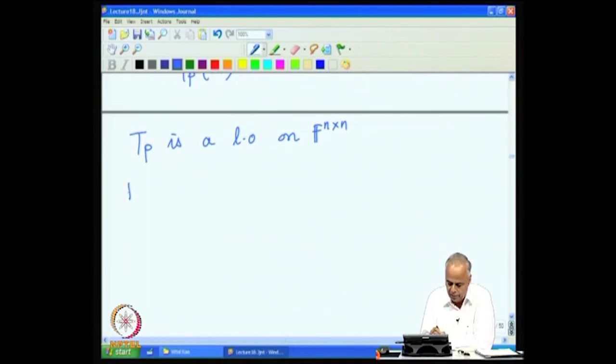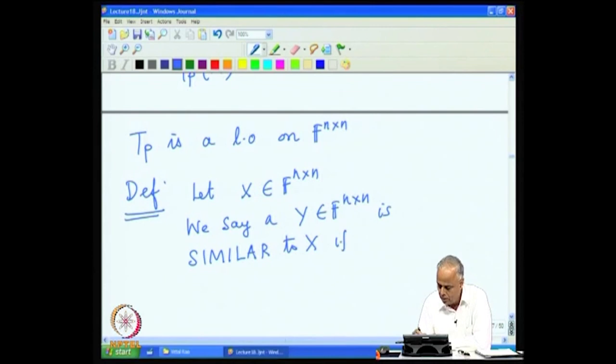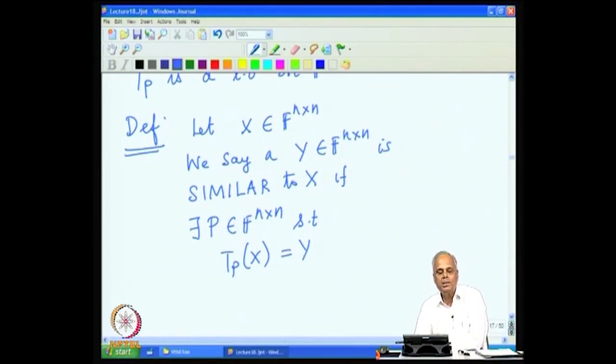We will introduce a definition which will be useful later. So, let x be any n cross n matrix. We say a y belonging to F n cross n is similar to x if there exists a P in F n cross n, that is an n by n matrix, such that T P of x is y. In other words, y is a coded version of x in some code P.